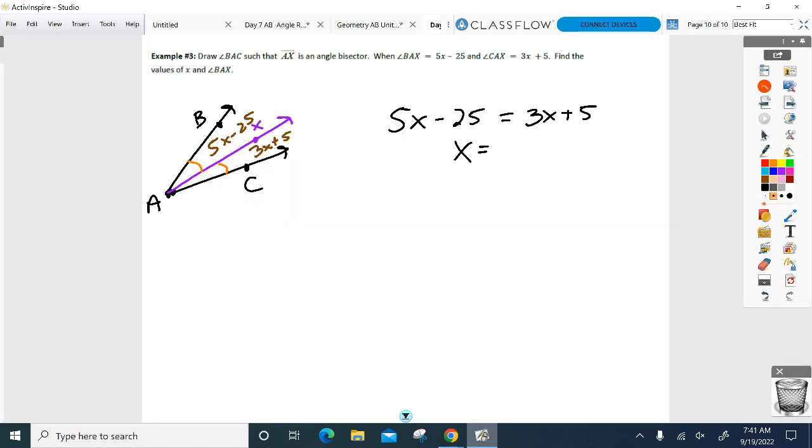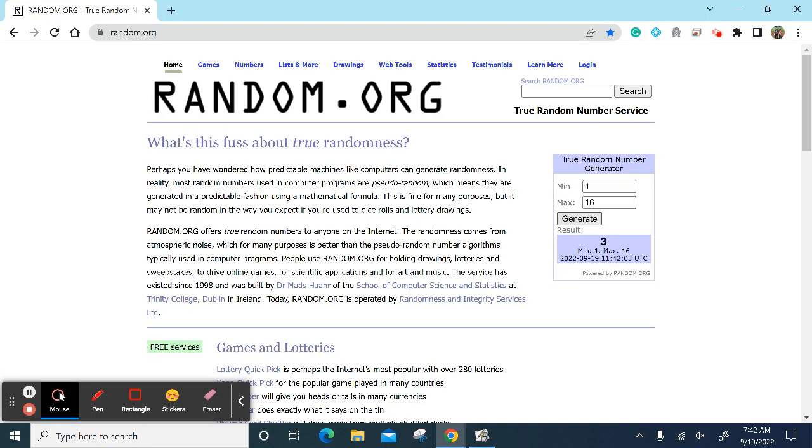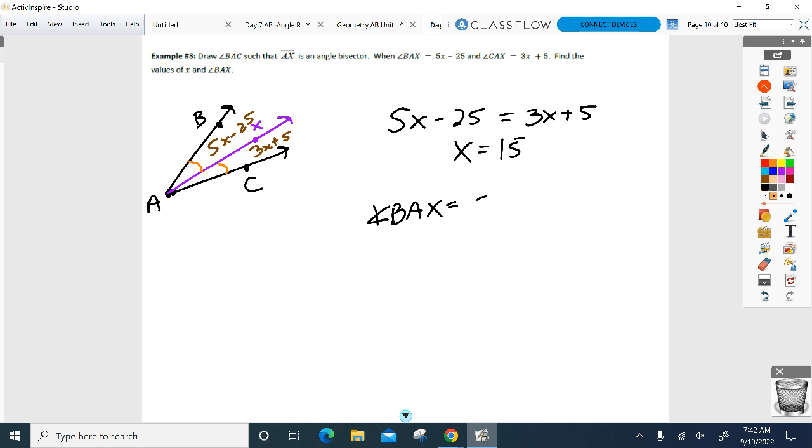Three, when you're ready, need x. 15. It's a 2-part question. Find x and find what BAX is. So now I'm going to take 15, substitute it in. When you have BAX, after you substitute it in, let me know how many degrees. 3 again. Yep, 50 degrees.